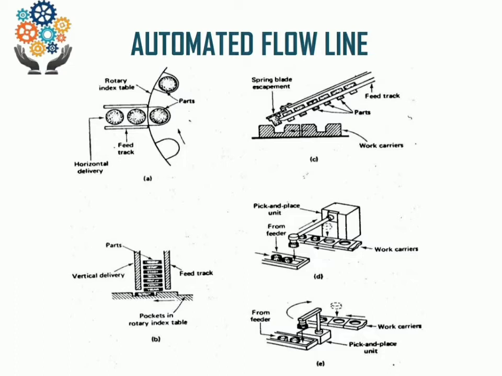The next type of delivery, escapement and placement system is one in which a robot hand or arm is used, the pick and place unit, in which a feeder moves continuously and the arm moves the work from the feeder to the work carrier. Then the next type is one in which a rotary type of arm is used to move the work from the pick end of the place unit to the work carrier, as you can see on your screen.